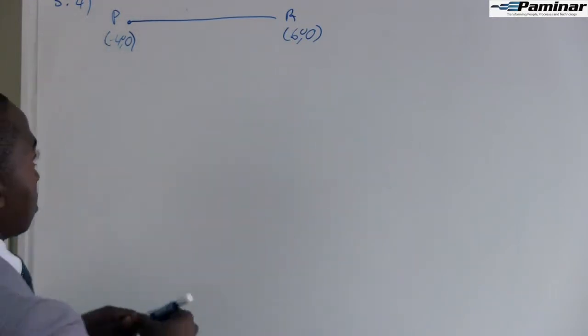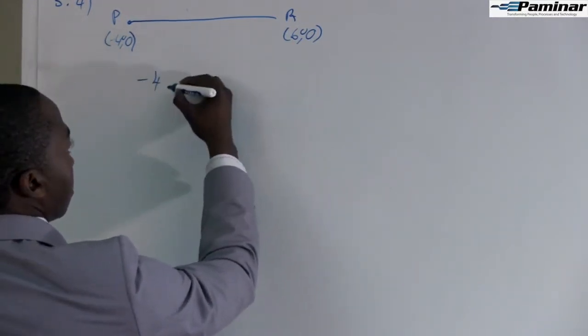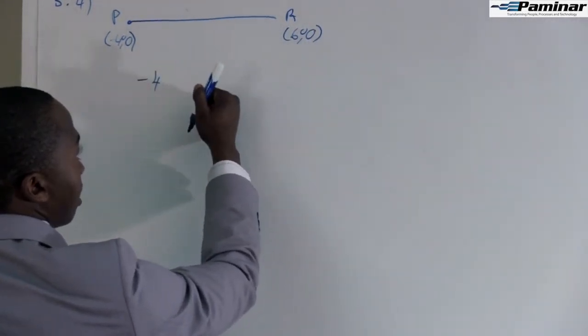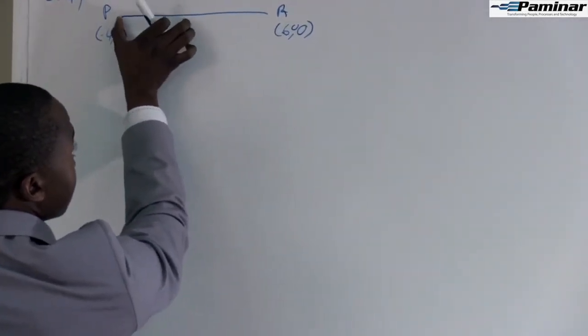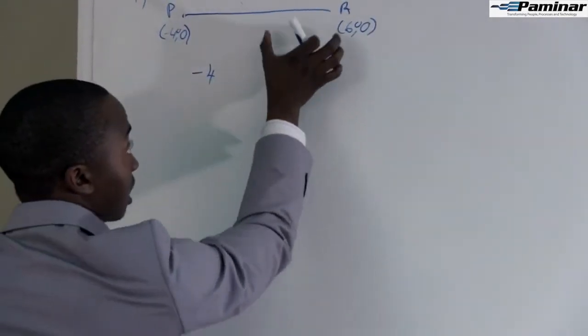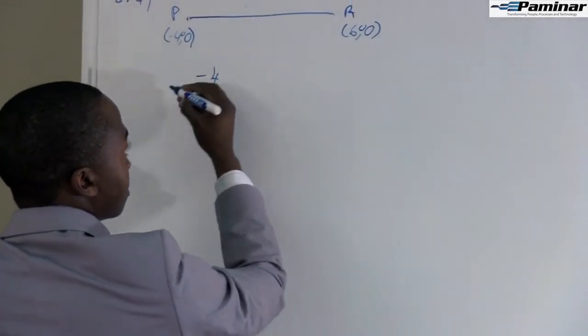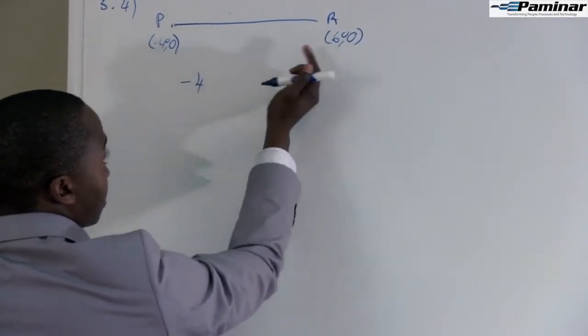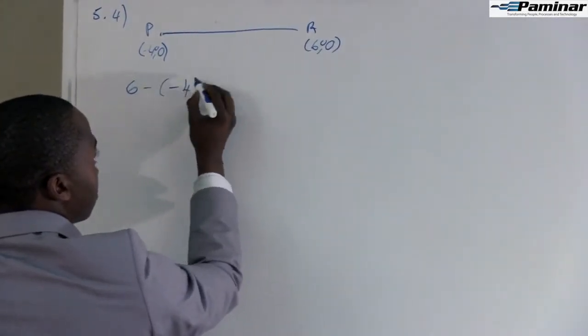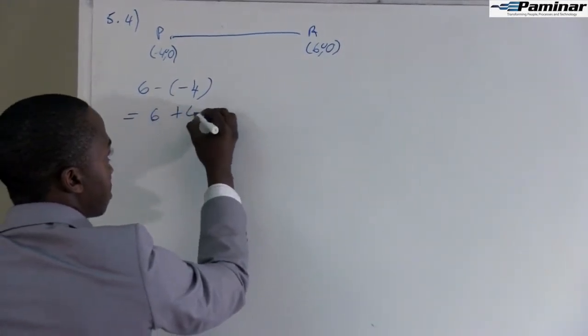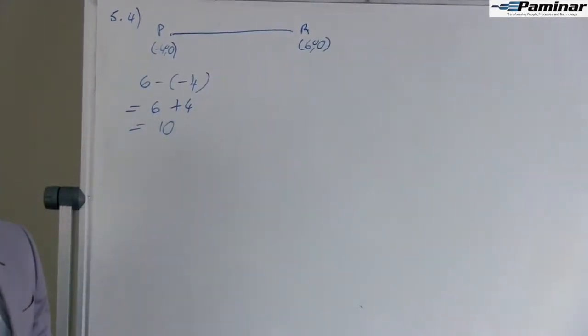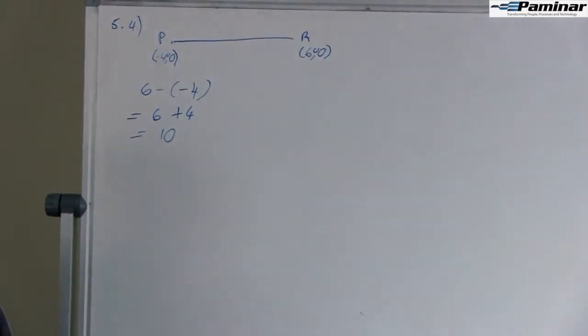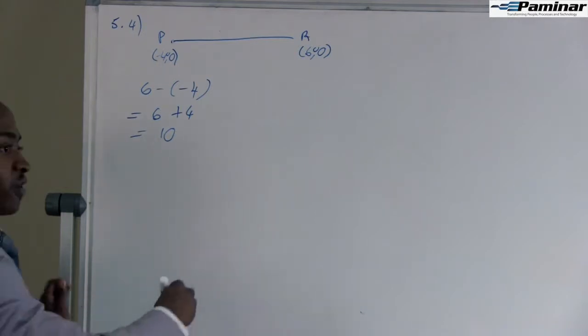So -4 up to 6. Let's try see what that distance is. So this distance is simply 4. And that distance is simply 6. So it's the same as saying, if we were to subtract them and say 6 minus the minimum, which would be 6 minus -4, which is 6 plus 4, which is 10. Or some students prefer the distance formula. You could go ahead and use the distance formula. It will still give you the same answer. So that's question 5.4. Moving on to question 5.5.